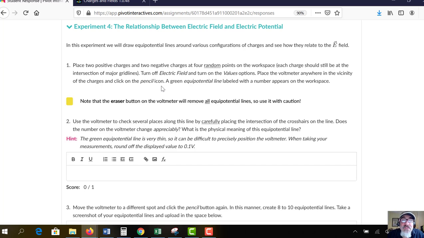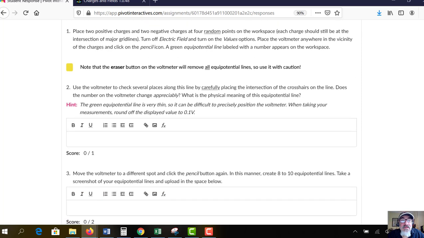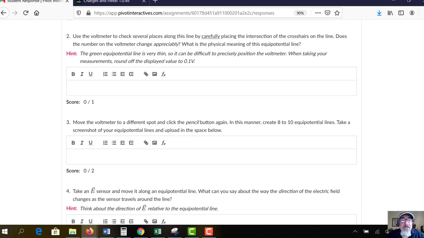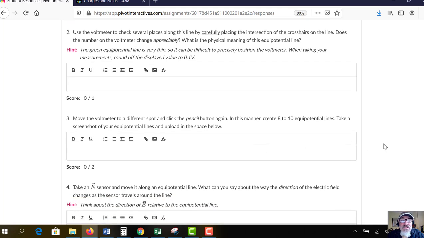So this, as it says here, green equipotential lines. So you'll be able to see different equipotential surfaces for asymmetric distributions of charges. So random spots don't make it nice and uniform. Okay. And then go through and answer the questions here.